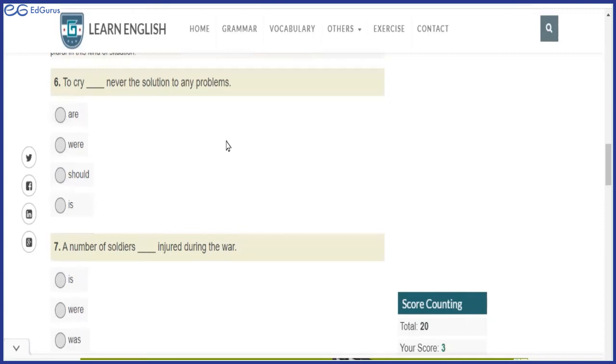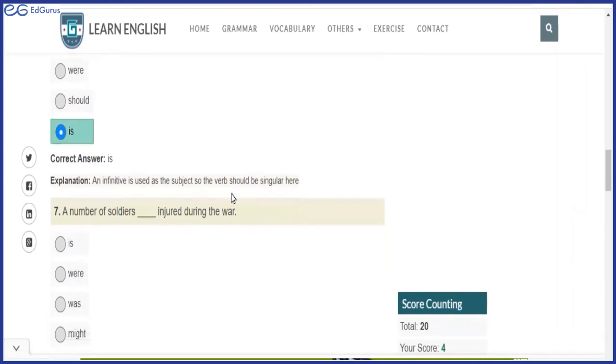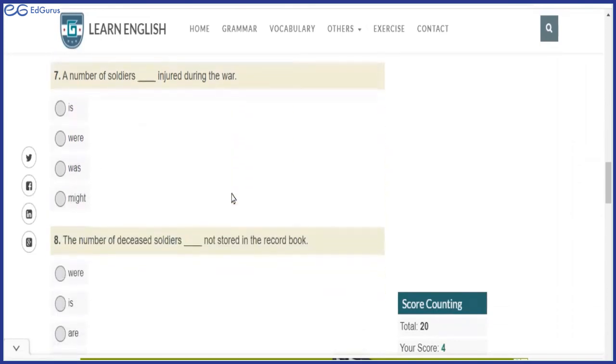To cry is never the solution to any problem. Correct. Now, to cry is a non-finite, an infinitive verb. And here we have used "is", that is a singular verb. Fine? Yes. A number of soldiers ___ injured during the war.